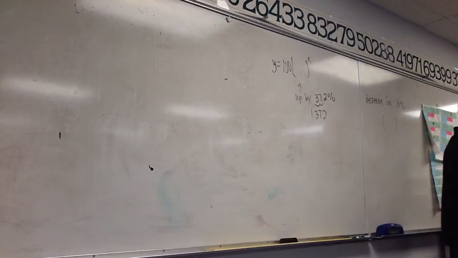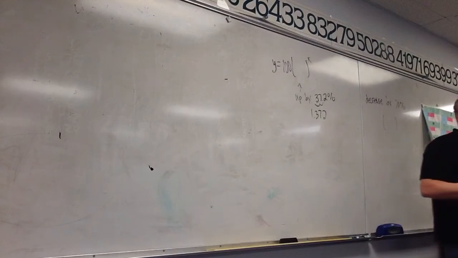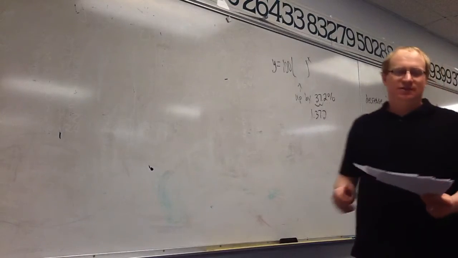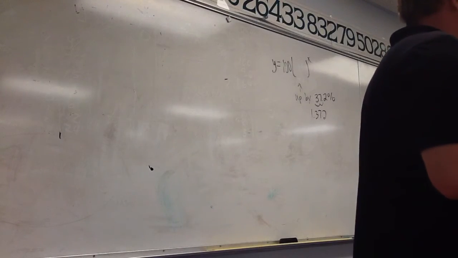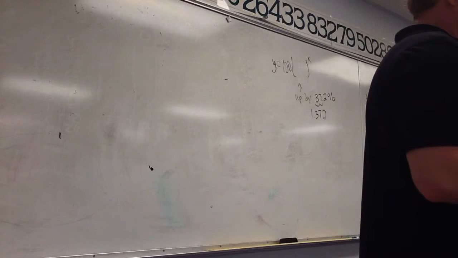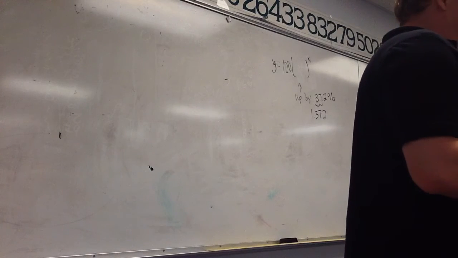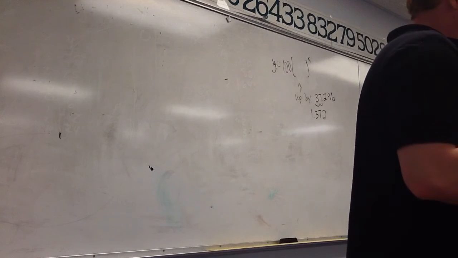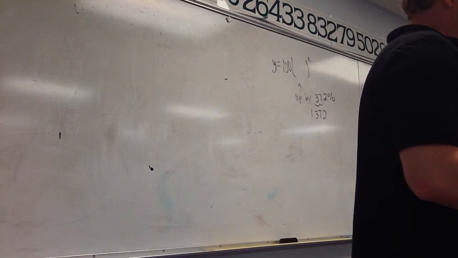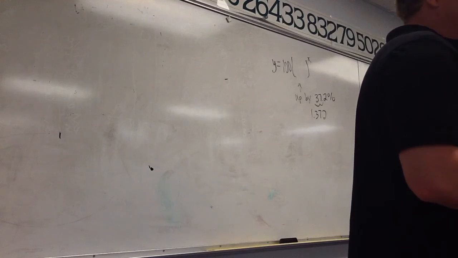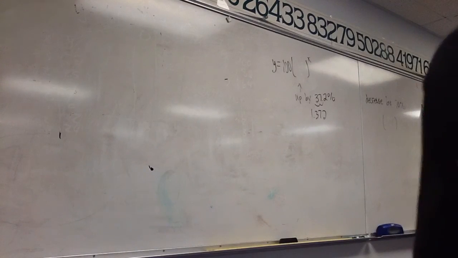Wait, so every time it's a point, you move the point to the left? To the left, put a 1 in front. That's just how you make a percentage into a decimal. Like this. Okay, cool.